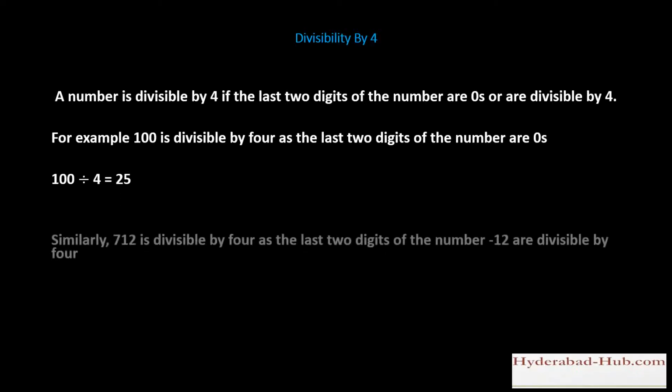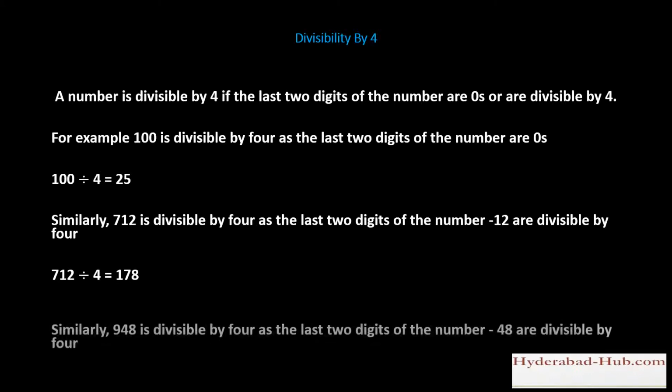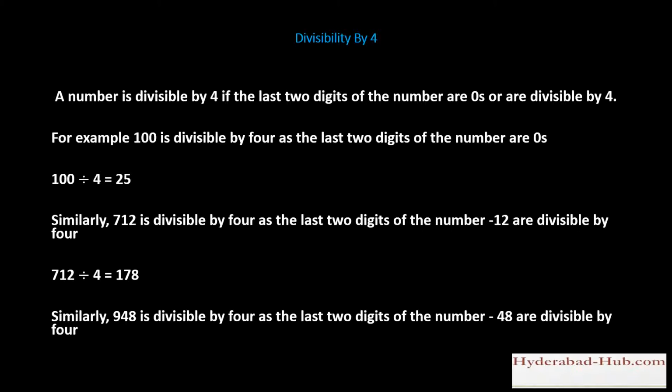Similarly, 712 is divisible by 4 as the last two digits of the number, namely 12, are divisible by 4. Similarly, 948 is divisible by 4 as the last two digits of the number, namely 48, are divisible by 4.